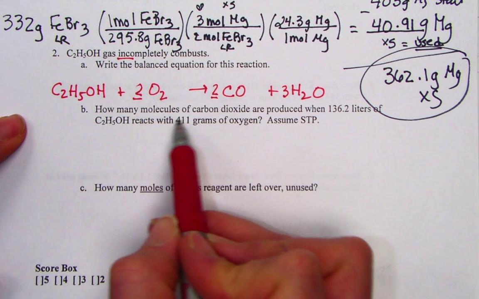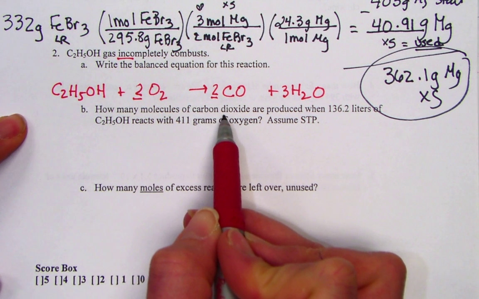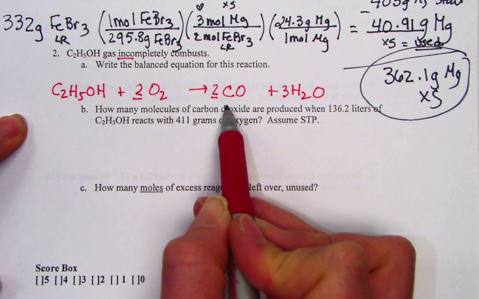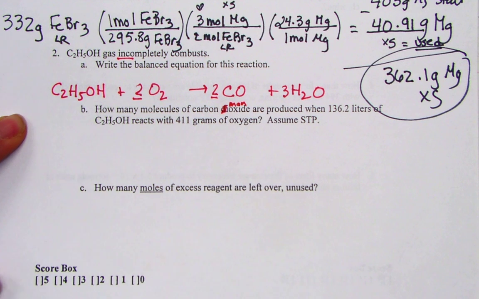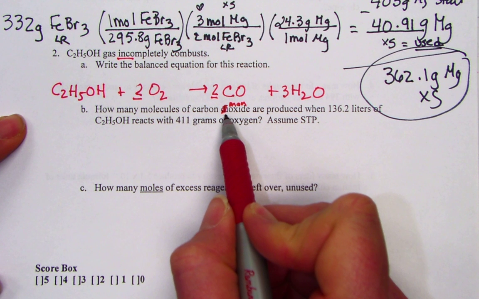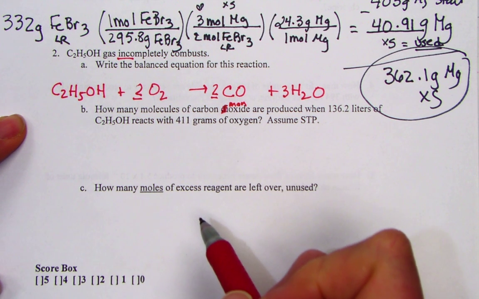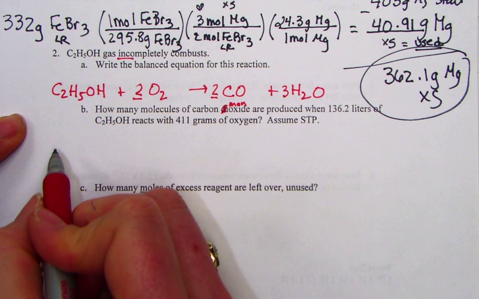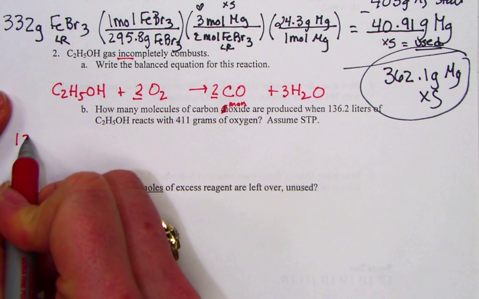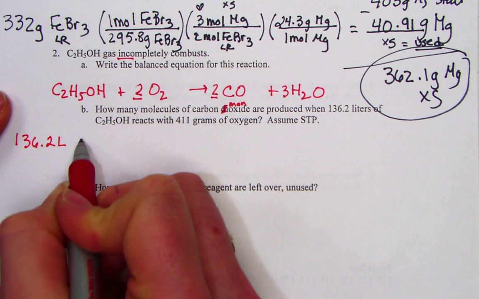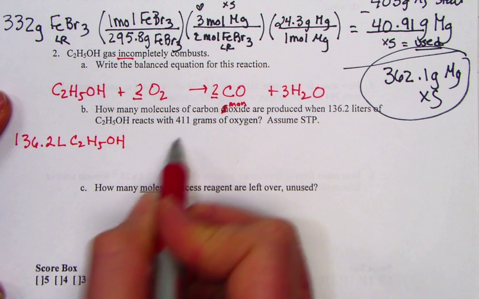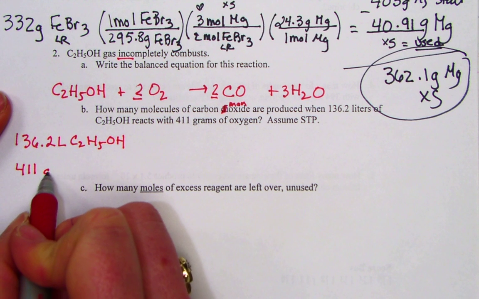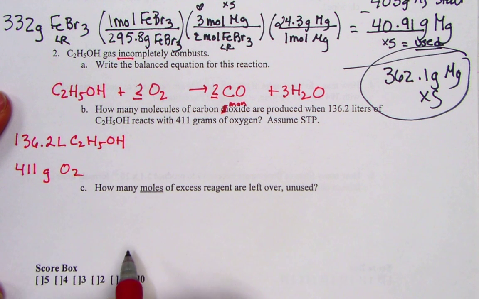Letter B asks, how many molecules of carbon dioxide, and that's a mistake. I need to change the dioxide to say monoxide to match what we made for the incomplete combustion. So let's just scribble off the di and make that correct to target the monoxide. We're going to begin with 136.2 liters of C2H5OH and 411 grams of oxygen.